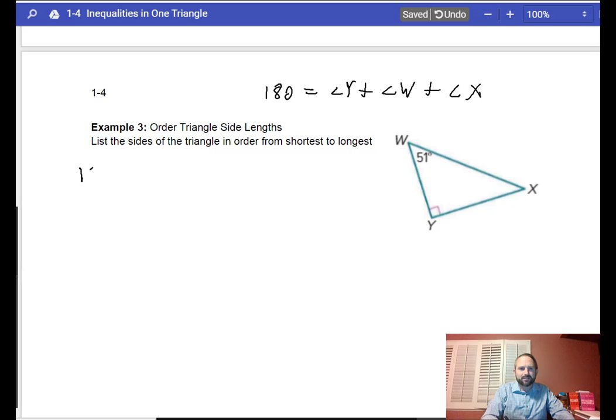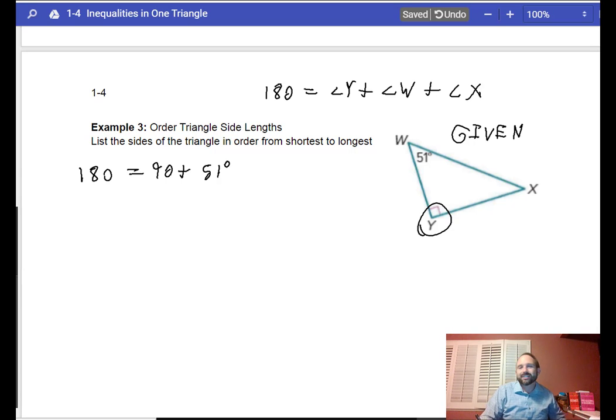So if I substitute the information, I know that angle Y is 90 degrees because it's the definition of a right angle. So 90, and then angle W says it's 51 degrees. How do I know it? Because it is the given. So anytime they give you the information, it's called given information. And so now we have, okay, what is angle X equal to?